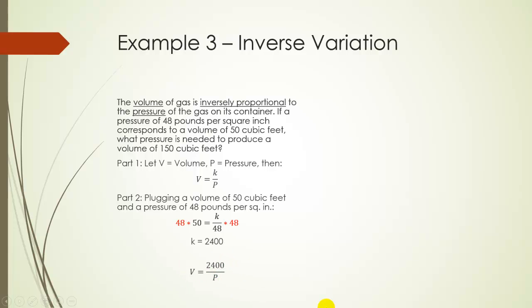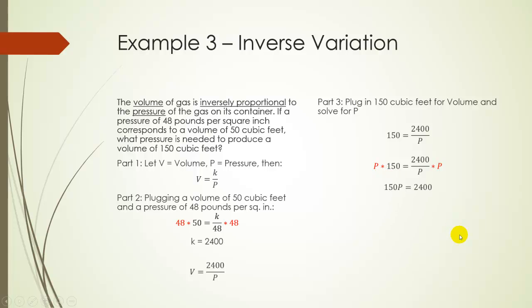We can now use this for part 3. For part 3, we just want to plug in 150 cubic feet, which would be our volume, and solve for pressure. So we know 150 is our volume, 2400 is k, we just need to solve for P. So let's just multiply both sides by P to get it out of the denominator. And we can cancel out the P's. And so we'll get 150P equals 2400. Now divide both sides by 150.